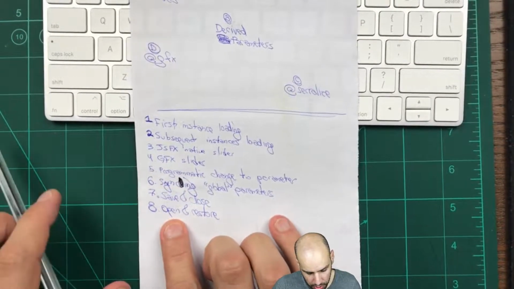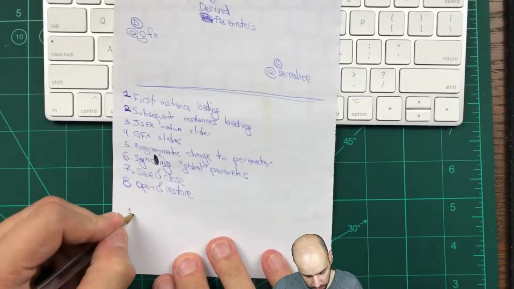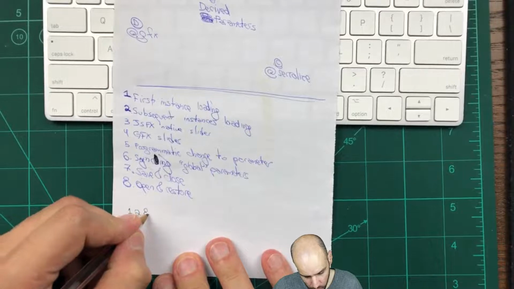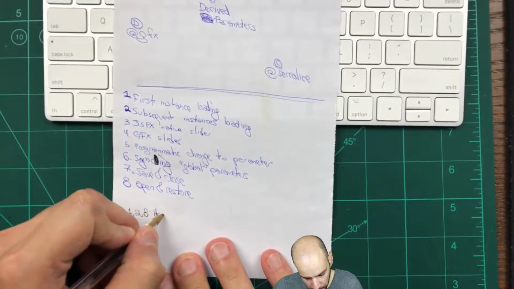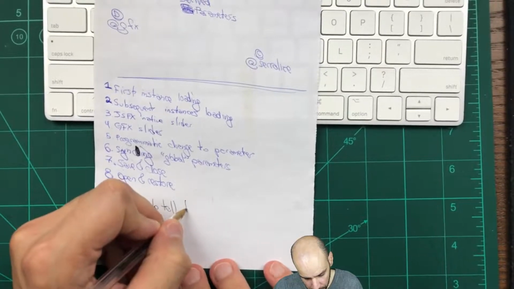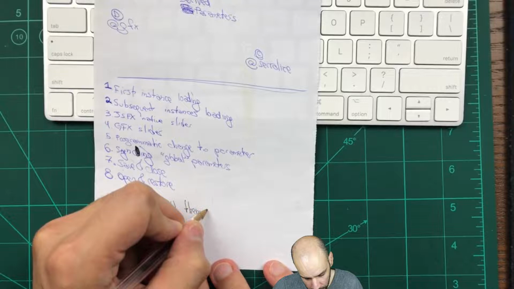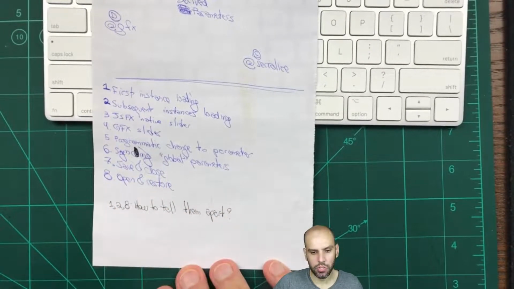But these three, 1, 2, and 8, we need to know how to tell them apart. Question mark.